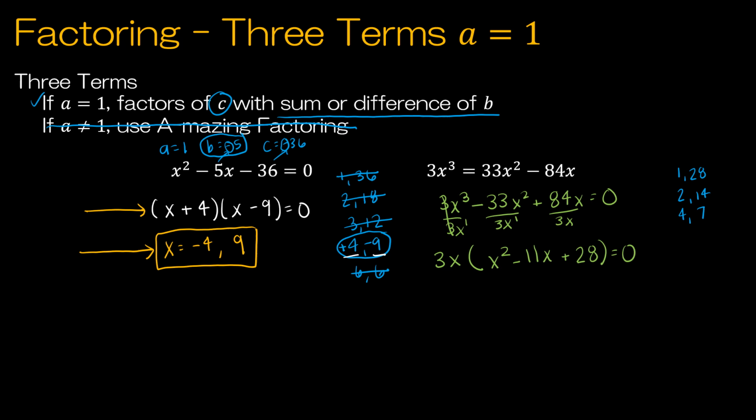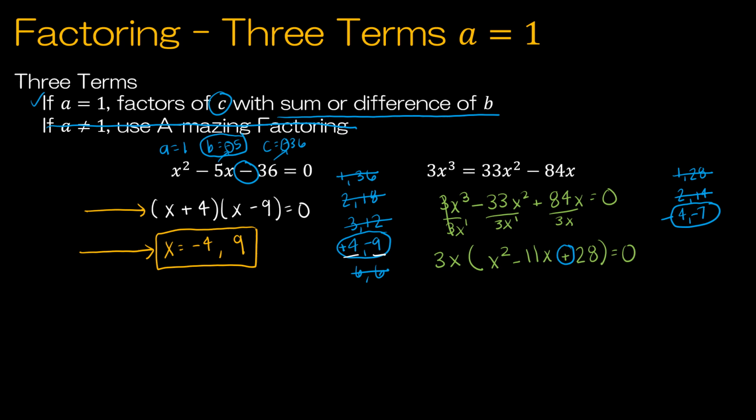Now, before we wanted a difference of 5, and we needed a difference because we were looking at minus 36. Now I want a sum of negative 11. So when I add them together, this would be 29. That doesn't work. When I add these together, that would be 16. That doesn't work. When I add these together, I do get 11. And again, there needs to be a sum of negative 11, so they're both going to be negatives.